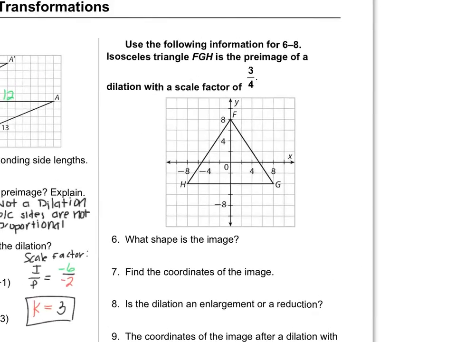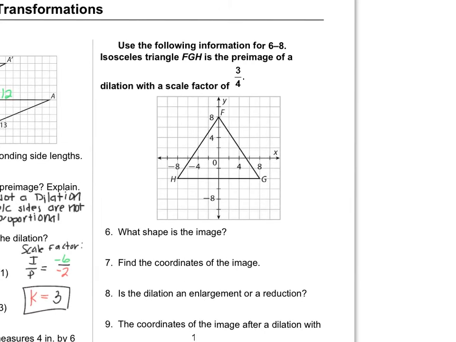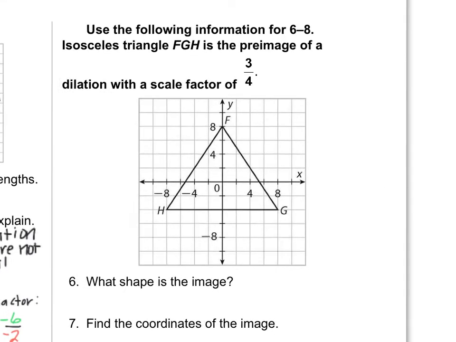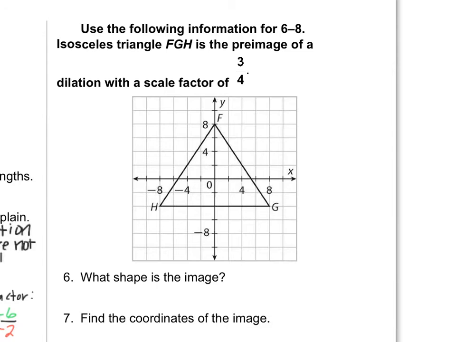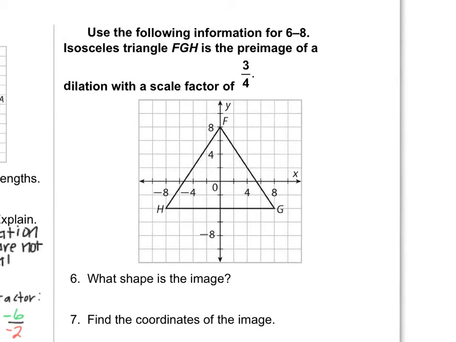Okay, we're on number 6 here. Use the following information for 6 through 8. You have an isosceles triangle, FGH. And that is the pre-image. So this is our pre-image, before anything happens. And then we have a scale factor of 3/4. So we're going to have to do a dilation.